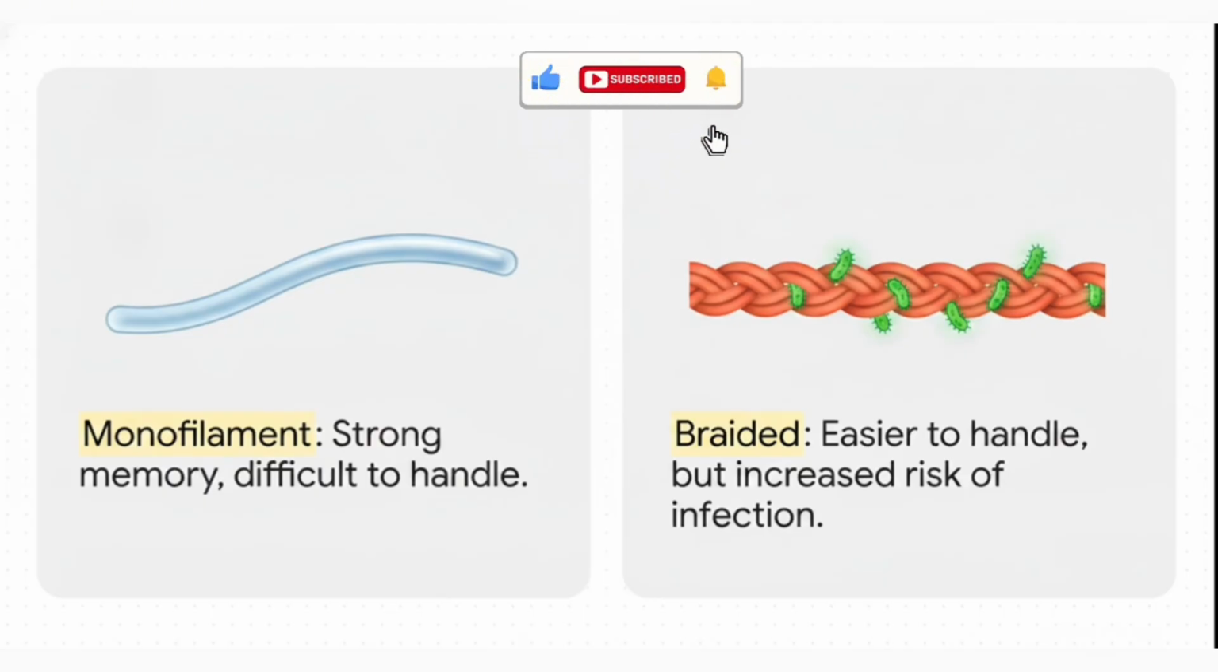Braided sutures, like Vicryl or silk, are woven together. They handle beautifully, almost like a soft cotton thread. But because of those tiny microscopic gaps in the braid, bacteria can actually hide there. So braided means an increased risk of infection. It's always a surgical trade-off.